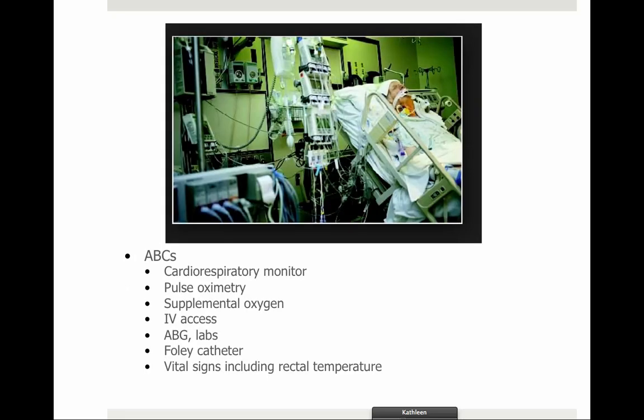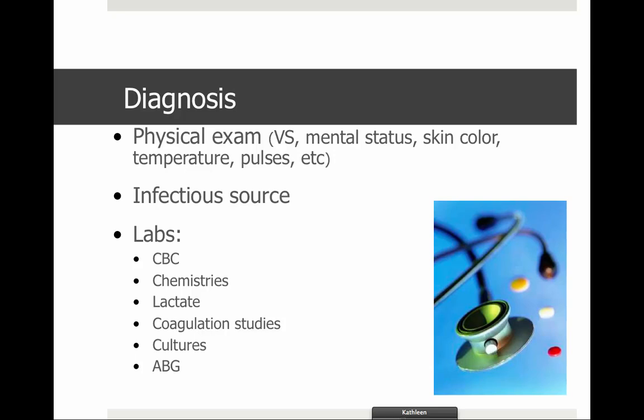Someone in shock is in the ICU. We're doing ABCs, which consist of cardiorespiratory monitoring, pulse oximetry, oxygen. Most of the time, these patients are intubated. They have multiple IV accesses. They have central lines, Swan-Ganz catheter, ABGs, labs, and a Foley catheter to actually monitor renal function, and vital signs, including rectal temp, which gives us a core temp. Physical exam, we're looking at vital signs and mental status.